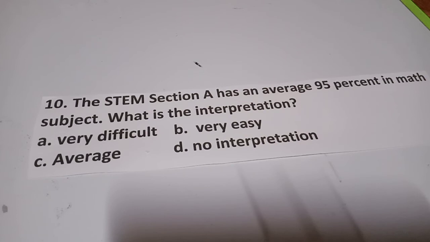Guys, take note. If the students mostly got 95% as the average of any exam, that is very easy. Why is it very easy? The interpretation is that the majority of the students easily understand the lesson. Maybe they studied the lesson very well, or maybe they are already familiar with the questions. The questions are very easy, not average or difficult or higher-order questions.